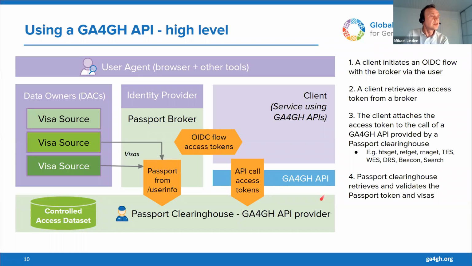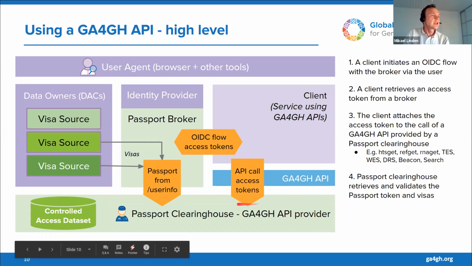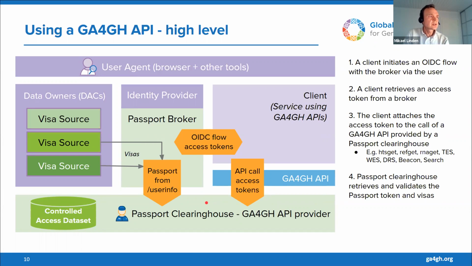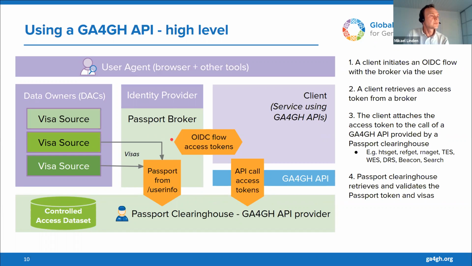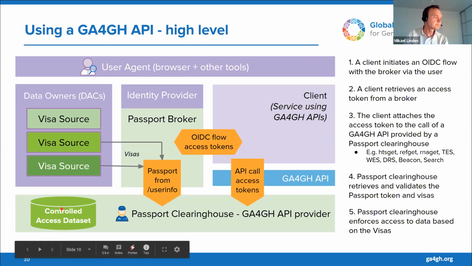And the Passport Clearinghouse receives the access token and then contacts the passport broker's user info endpoint to pull the visas that belong to that passport, validates the JWT signatures in the visas, and enforces access to the controlled access data.